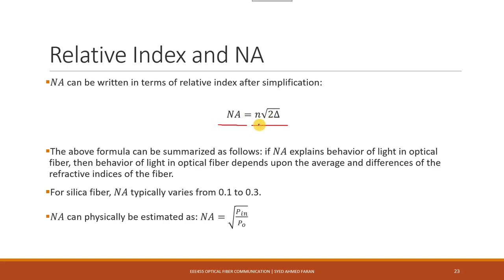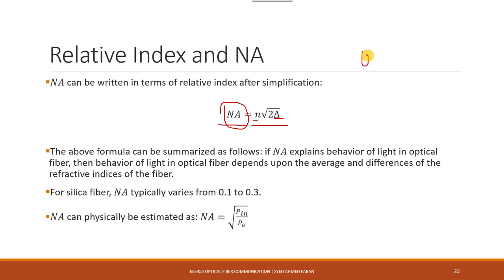Now this definition is also very important because we said that numerical aperture is summarizing the behavior of light inside the fiber optic cable, telling us the acceptance angle, the propagation angle, the incident angle, about the total internal reflections. So this important number can be just expressed with n, which is the average refractive index, and delta, which is the relative index. Okay, so what does it say? I'll just read this line so that you understand it very well: if numerical aperture explains behavior of light in optical fiber, then behavior of light in optical fiber depends upon the average and the differences of the refractive indices.